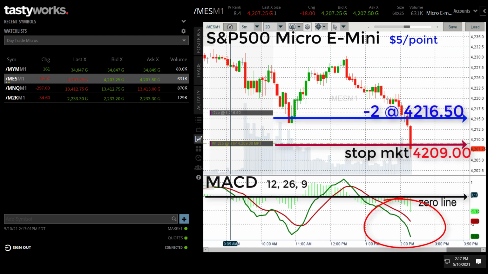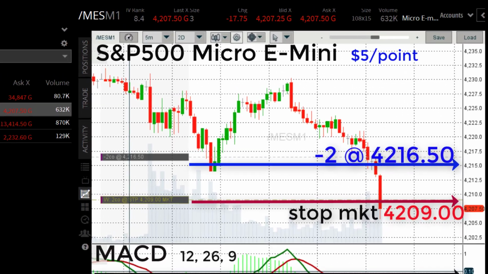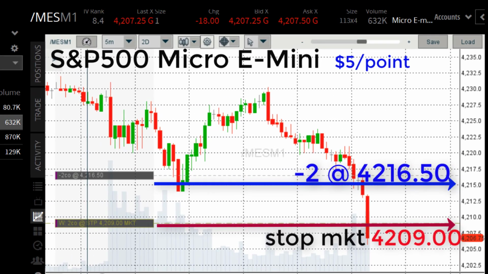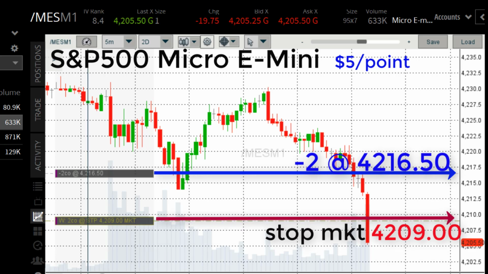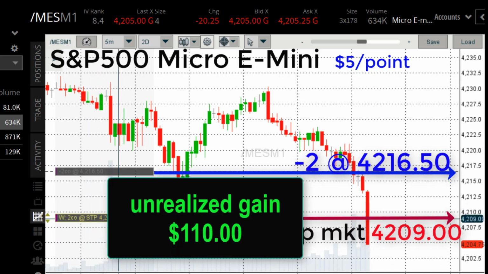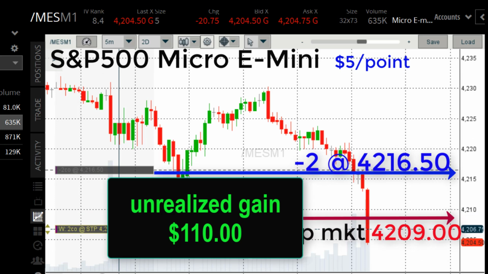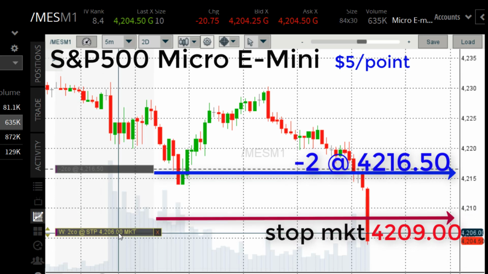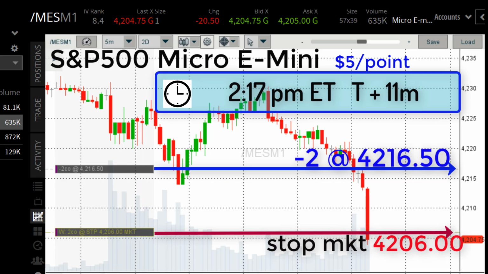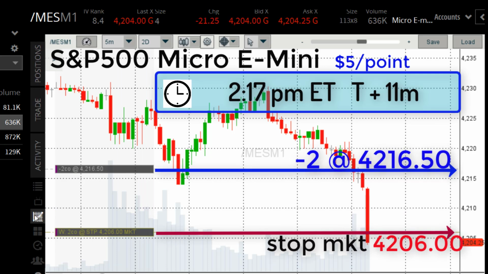And look at the way the MACD lines are diverging down there. They're going to town, which is great news for my trade. Trading down at 42.05.50. And please tell me you know what I'm going to do next. I'm lowering that stop again. This time I'm going to go down to 42.06. And that is great news.